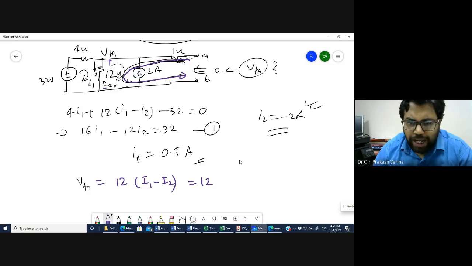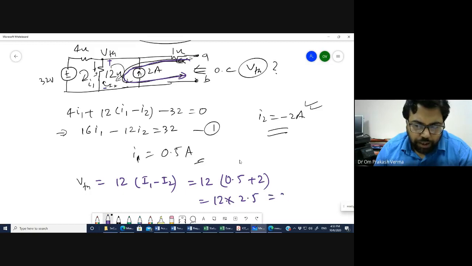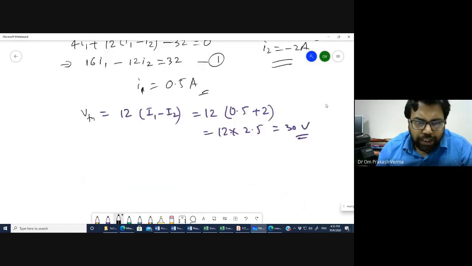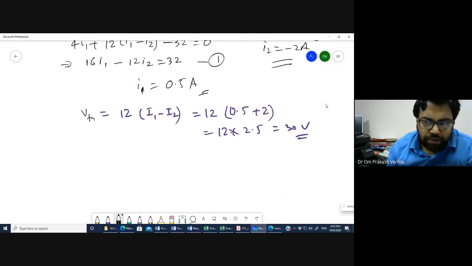So 12 into, what is I1? I1 is 0.5. What is I2? I2 is minus 2. Calculate this, 2.5. So 12 into 2.5 is nothing but 30 volt, right? So this is the VTH. Now draw the circuit. So VTH is your 30 volt.